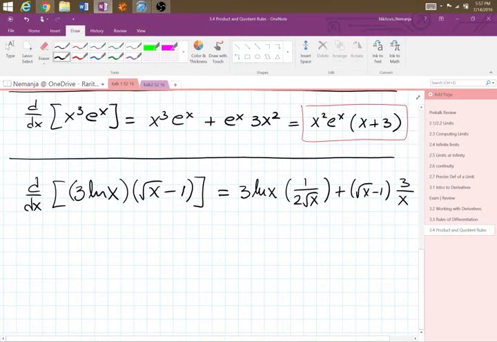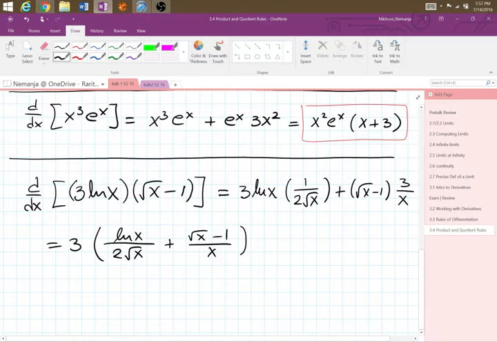So what can we factor? The only thing that we can factor here is the 3. So let's factor 3, and we are left with ln x over 2 root x plus root x minus 1 over x. Now you can rationalize, put the root x. That will actually allow us to kick x out as well. Awesome.